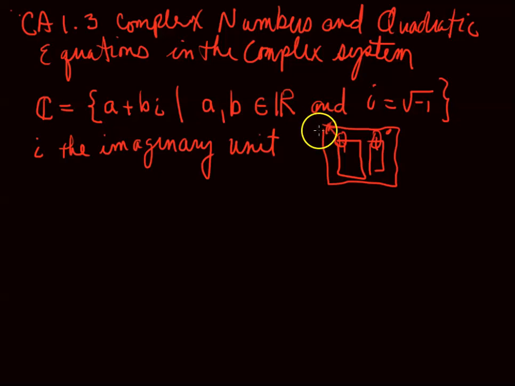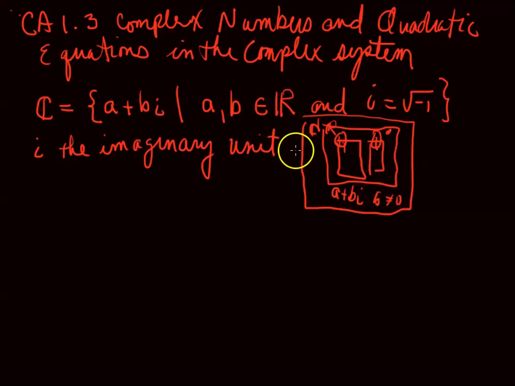But there is a bigger set. This is when a plus bi, where b is equal to 0, doesn't have that second part. It's just a real number. When b is not equal to 0, then you've got a bigger set of complex numbers. In fact, it's infinitely bigger, which we can talk about maybe some other time. But these are all these kinds of numbers.